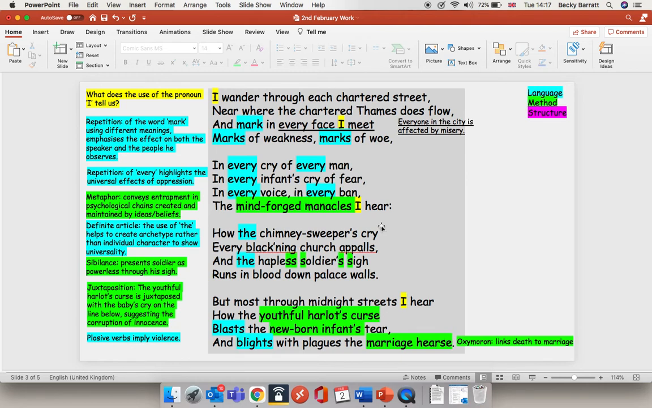So it's again the same as the repetition of every. It's again showing that this is a universal. So it's not just referring to one chimney sweeper when it says the chimney sweeper, it's referring to all chimney sweepers. It's not just referring to one soldier when it says the hapless soldier's sigh, it's referring to all soldiers. And in the hapless soldier's sigh, there is actually a little bit of sibilance, so if you say it out loud yourselves, you'll hear that hissing sound. And that could present a soldier as powerless because it emphasises that sighing sound like this.